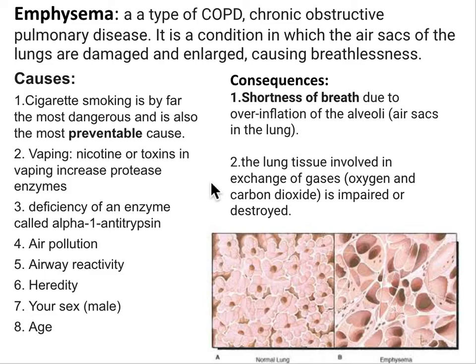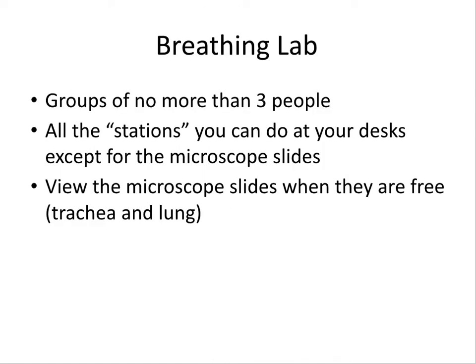Deficiency of an enzyme called alpha-1 antitrypsin, which is an enzyme that would help break down that protease enzyme. So if you have a deficiency of it, you don't have very much of it. Air pollution, airway reactivity, like from pollen or different allergies. Heredity, often your sex can also be attributed to this. They notice males get emphysema more often, and then age.